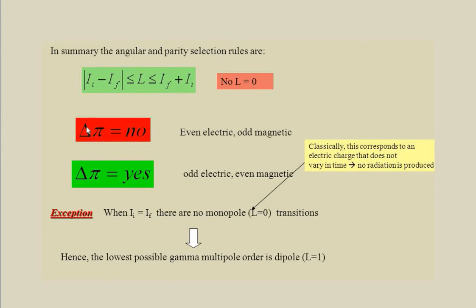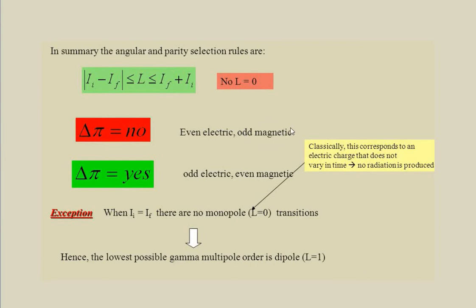And second, we have to consider the parity of the initial and final nucleus. If there is no change in parity, even electric radiation is possible and odd magnetic radiation is possible. If there is no change in parity, even electric transition is possible, because (-1)^L should be positive. So even electric multipole radiation is possible, but odd type of magnetic multipole radiation is not.